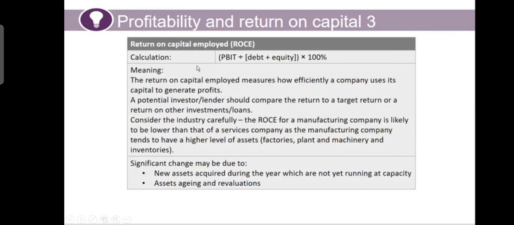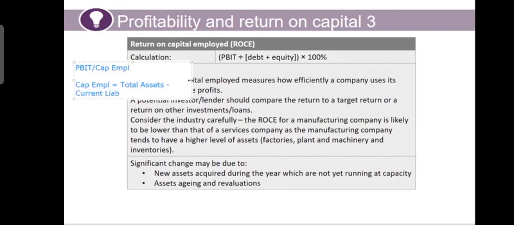Return on capital employed, ROCE, is one of the most important ratios for investors. So it is PBIT divided by capital employed. What you should remember in easy wording is profit before interest and taxes divided by capital employed. And you remember that capital employed is equal to total assets minus current liabilities. Or you may also say capital employed is equal to equity plus non-current liabilities, that is, long-term debt.